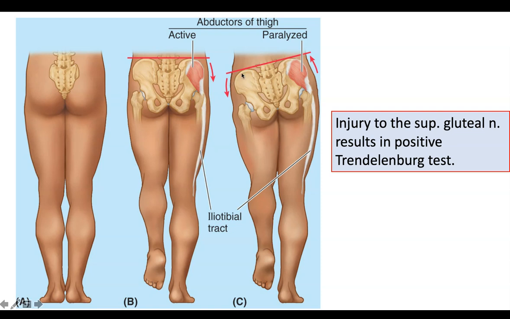So if this left side of the pelvis descends, then it means that the right side gluteus medius and minimus is paralyzed. And this condition is called the Trendelenburg test. And this Trendelenburg test is done by the physician to test the function of the superior gluteal nerve.